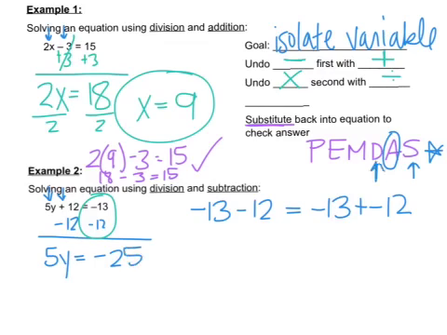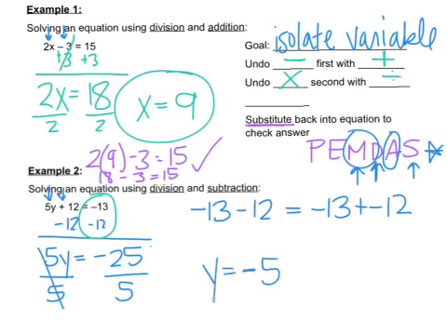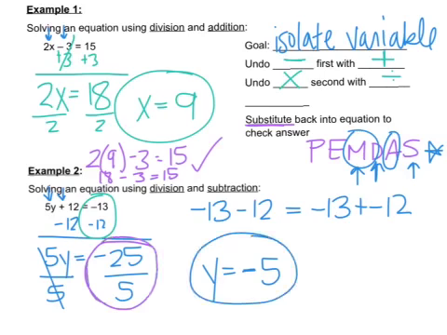Next, do we have division? No. Do I have multiplication? Yes. So I'm going to divide by that 5 to both sides. And I'm going to be left with y equals negative 5. Notice if only one is negative, it's going to stay negative when you divide. So I have my answer, and now I need to check. 5 times negative 5 plus 12. Negative 25 plus 12. Yes, it is negative 13.